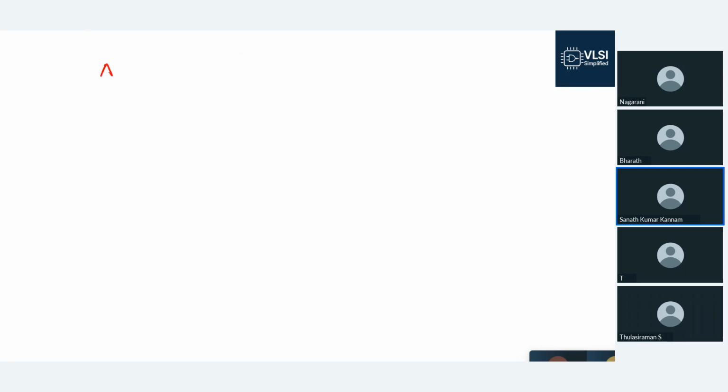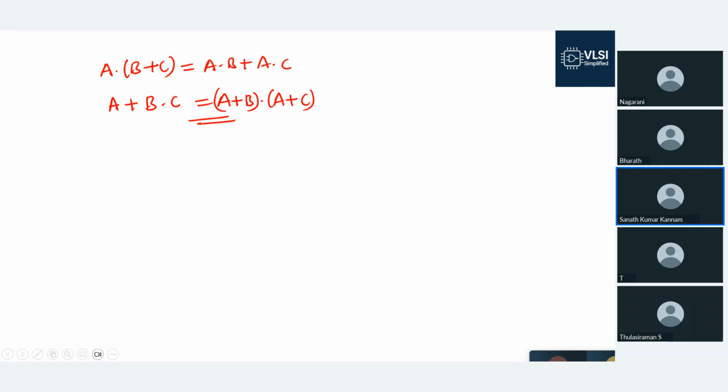Suppose you see in the distributive law, A and (B or C) is equal to what? A and B or A and C. Okay. So what is the dual of this one? AND will change to OR, no? So A or (B and C) is equal to what? (A or B) and (A or C). Okay, this is dual of the function.